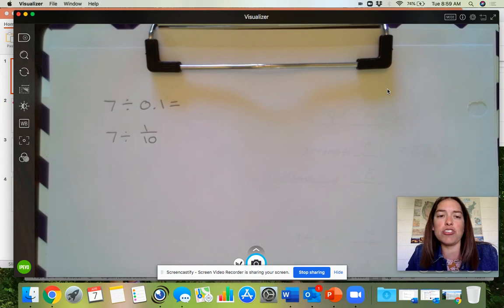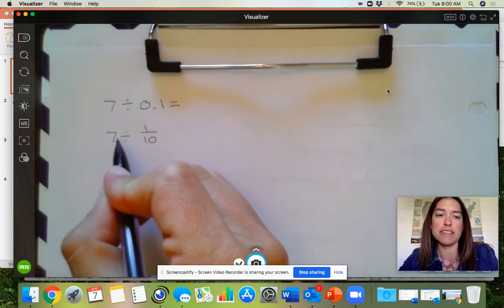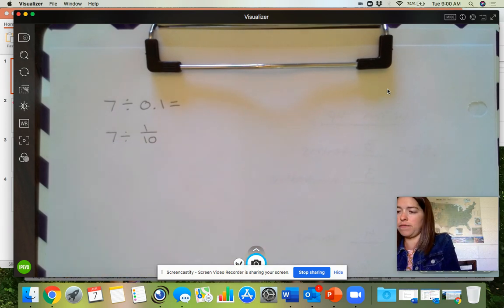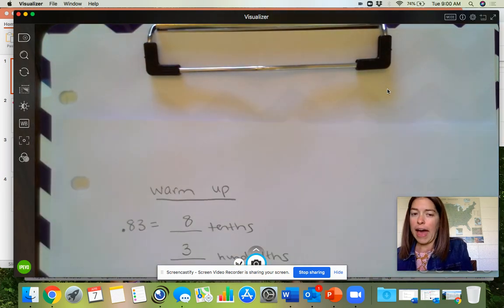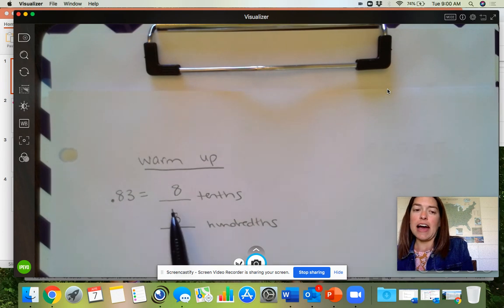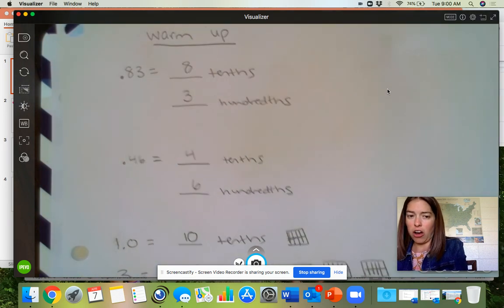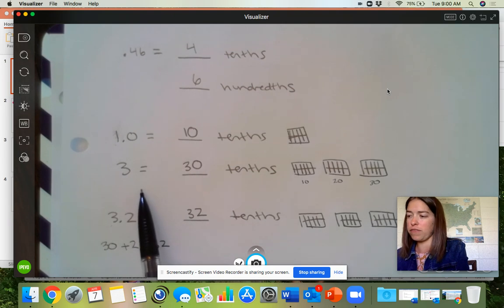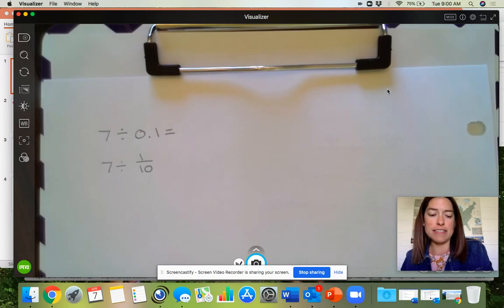Now, what is this actually asking? Well, this is asking how many tenths are in that number 7. Just like earlier when we were asking ourselves how many tenths are in 83 hundredths, or how many tenths are in 1 whole, or how many tenths are in 3 wholes. Now I just want to know how many tenths are in 7 wholes.